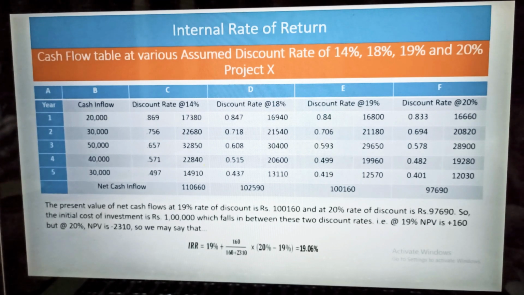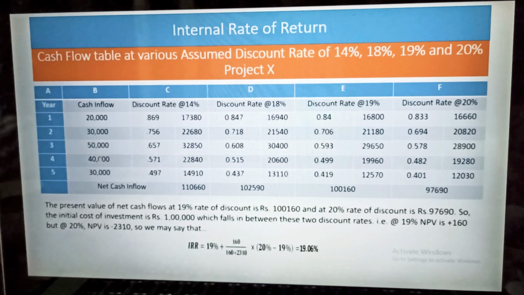In the C column you can check here, I multiply 20,000 by 0.869 and the value has come 17,380 at the rate of 14%. In case of 18%, I multiply 20,000 with 0.847 and it has come 16,940 rupees. In case of 19%, I have done the same thing, 0.84 multiplied by 20,000, it has come 16,800 rupees. In a similar way I have done this for 20% as well, and I received 16,660.